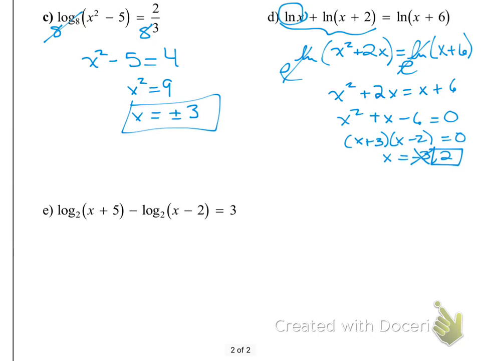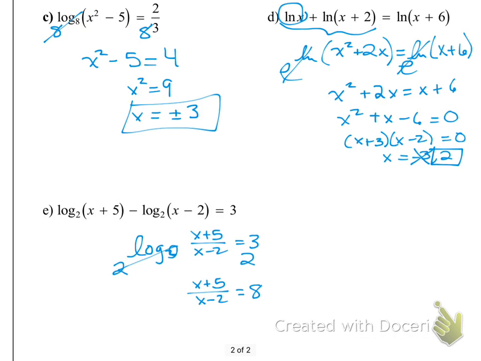Last one. Same idea as the last one. We have log base 2 of x plus 5 minus log base 2 of x minus 2 equaling 3. What this means is that we have to combine the left side and condense it. Subtraction becomes division. So that becomes log base 2 of x plus 5 over x minus 2 equaling 3. We're going to use our base one more time. So we have 2 here and 2 here. Those cancel, so x plus 5 over x minus 2 is 2 cubed, which is 8.